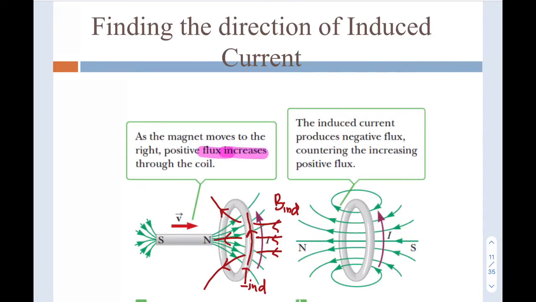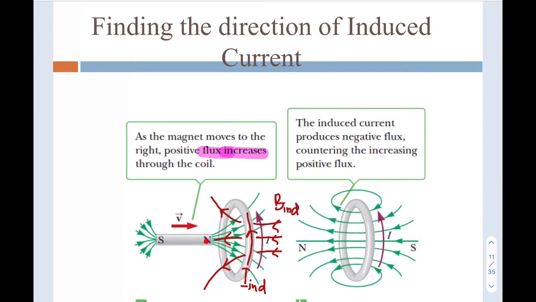This is the direction of I induced within the circular loop, right? So the blue color in figure B here is the B induced, to counter the increasing of positive flux. Remember, the induced flux, the induced B, doesn't want change. So you have to check what kind of increment or decrement. If it is increased, normally it will be in the opposite direction. How about if it is decreasing?